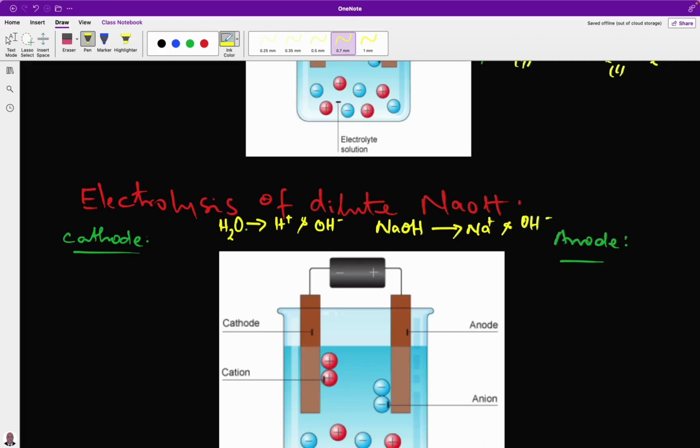Now, which of them will go to the cathode? At the cathode, we say it is negatively charged. The cathode, being negatively charged, is going to host the cations. So from water, this one comes here. And from here, the other one also comes here.